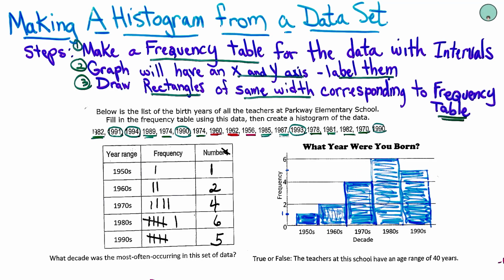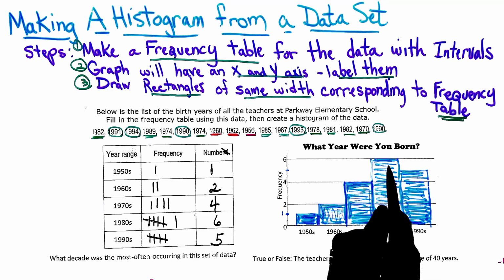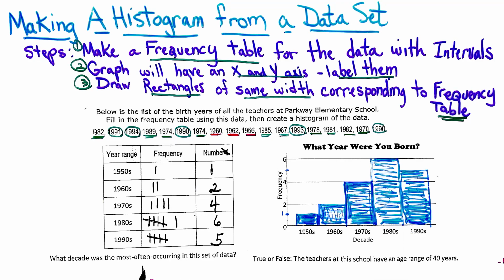So the question is asking, which decade was the most occurring in this data set? And so what I need to do is I'm just going to go right up here, and I see that the 80s is the highest. So the 1980s is the most occurring decade.